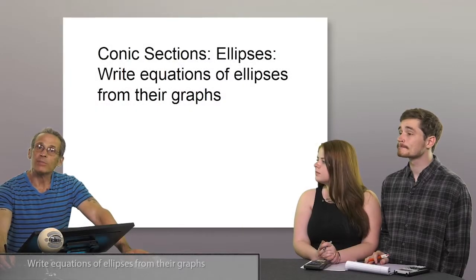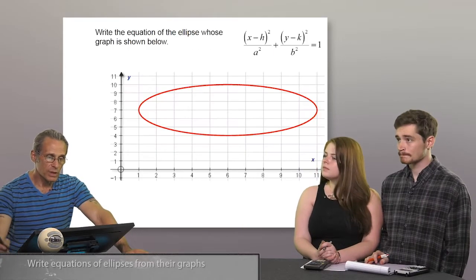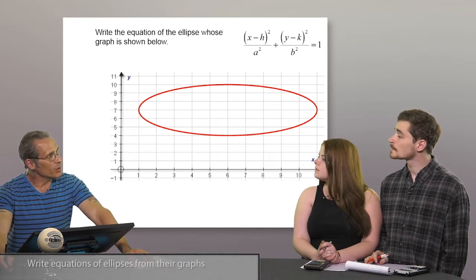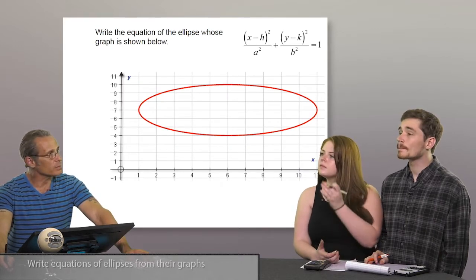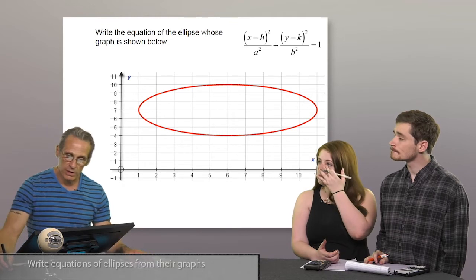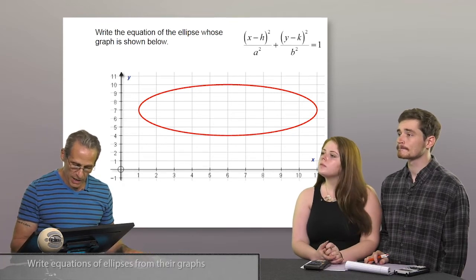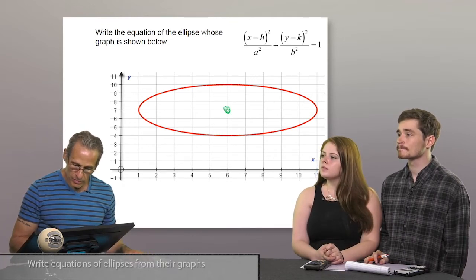Write equations of ellipses from their graph. If we're given a graph and we want to find the equation of the ellipse, we know the standard form. And why is the standard form important? Well, the center is (h, k), which would be right about here.